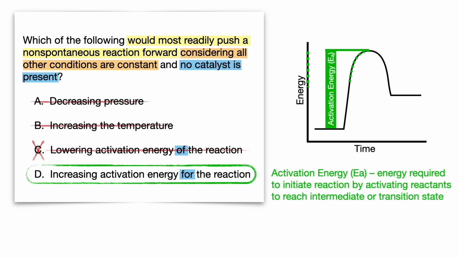And if you increase activation energy for a reaction, it doesn't change the measured activation energy level. It just helps the reactants more easily reach their intermediate or transition state. So increasing activation energy for a reaction actually means applying more energy for the reactants to absorb to help them more readily react, which is why D is the correct answer.